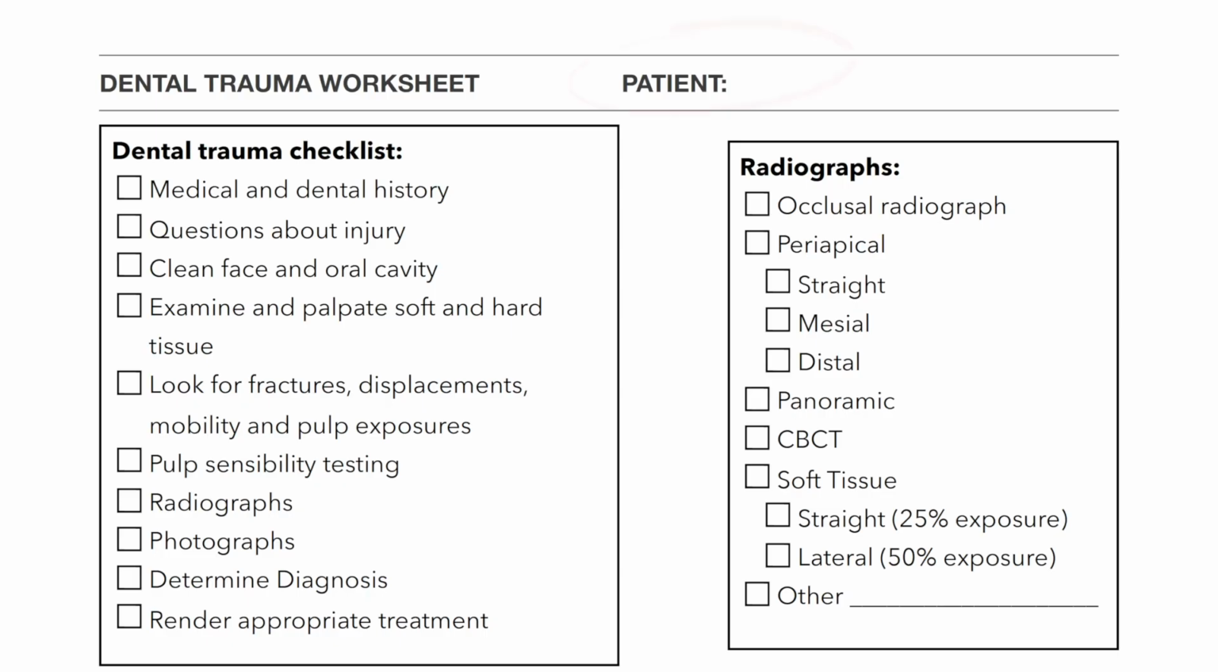encounter. At the top of the worksheet you will see a place for the patient's name, 5 points to you for getting this part correct. In the top left, you will find the dental trauma checklist. This section of the form is designed to be referenced throughout the procedure. It represents a systematic, step-by-step approach to the appointment. I literally just walk down the list.